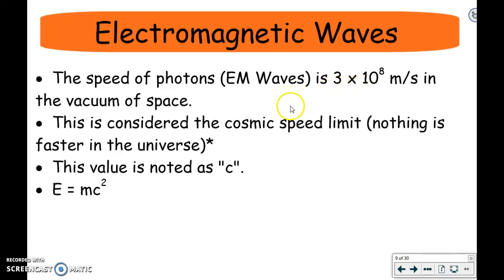The equation that you guys have always heard before, E equals mc squared, well, that c is actually the speed of light, 3 times 10 to the 8. Just like how the number pi is 3.14, lowercase c stands for the speed of light, which is 3 times 10 to the 8. And according to Einstein, you probably have heard of him before, this is actually the cosmic speed limit. Nothing can go faster than the speed of light. This number, once again, will be given to you.